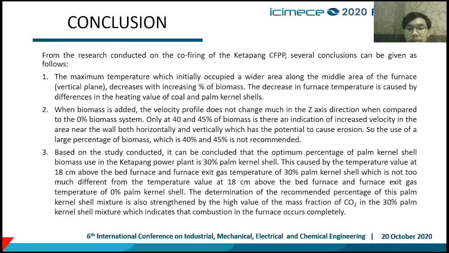And last one, we can conclude that the optimum percentage of palm kernel shell biomass used in the Ketapang Power Plant is 30% palm kernel shell. This is caused by the temperature value at 2 points of observation, 18 centimeters above the furnace bed and furnace exit temperature, of 30% palm kernel shell, which is not too much different from the 0% results.